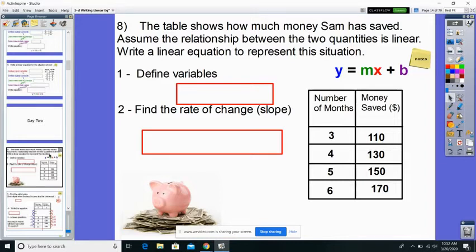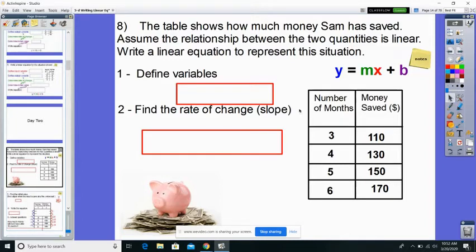So the first thing that I need to mention to you is that I gave this packet out last week. So if you have it, great. If not, please remember that all of my note pages are posted on Google Classroom, so you can find this packet on Google Classroom. Step 1 says to define the variables.